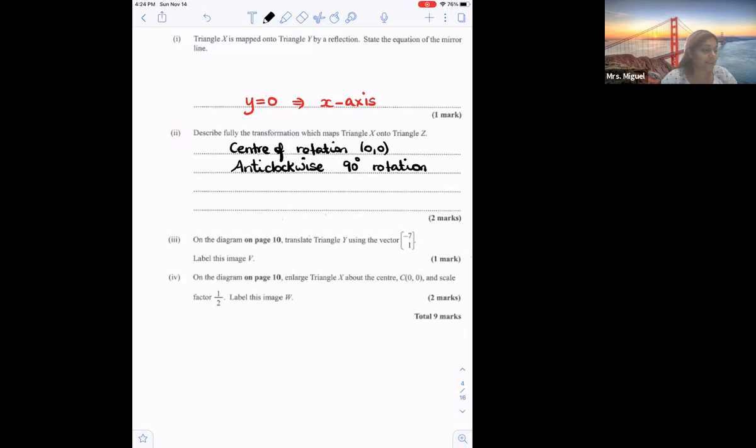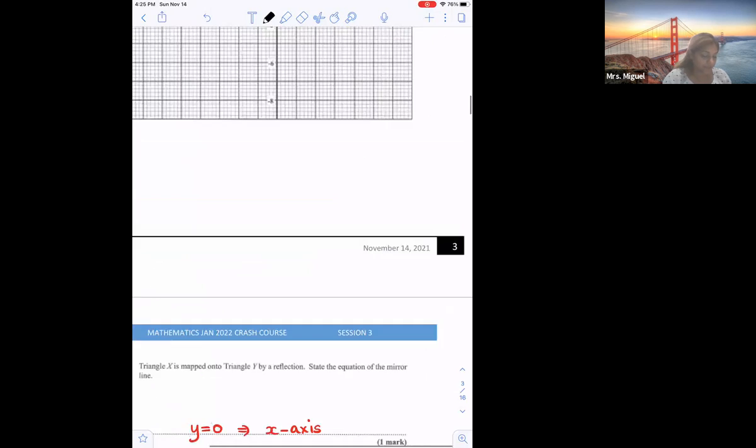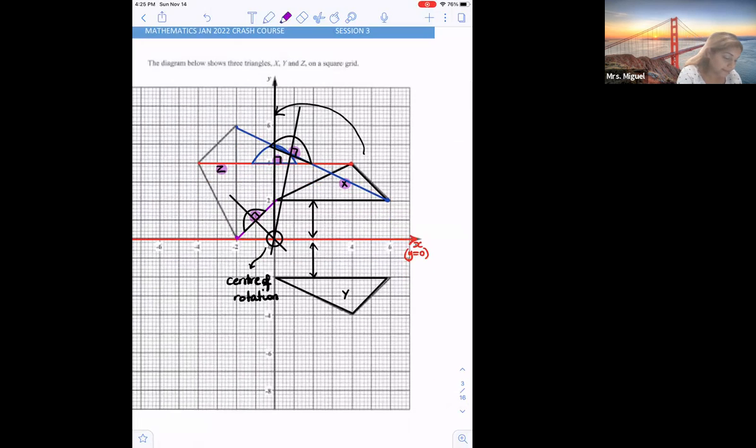So they gave us the vector. All we have to do is to take the vertices of the triangle Y, add it to -7, 1, and we will get the image V. So here, this point is 6, -2. This point here is 4, -4. And this point here is 0, -2.